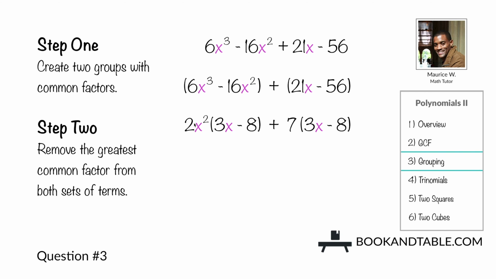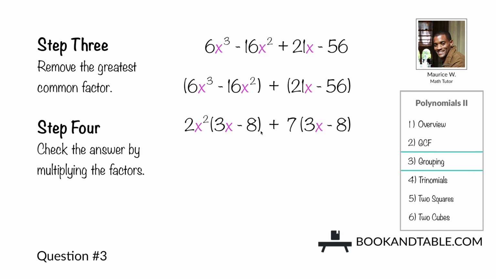And negative 16 divided by 2 is negative 8. X squared divided by x squared is 1. So 1 times negative 8 is negative 8. So 6x cubed minus 16x squared gets broken down into 2x squared times 3x minus 8. And then we take a look at 21x minus 56. They have a common factor of 7. So the second factor for this group would be 21x divided by 7, which is 3x. And negative 56 divided by 7 is negative 8. So now we have a common factor of 3x minus 8.